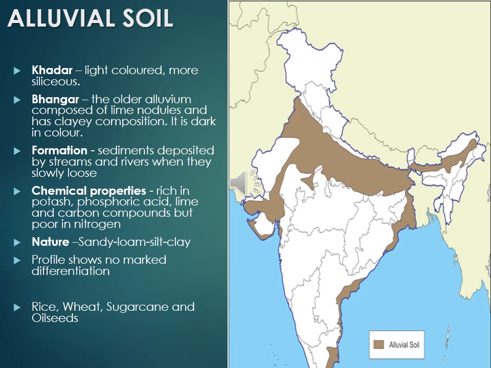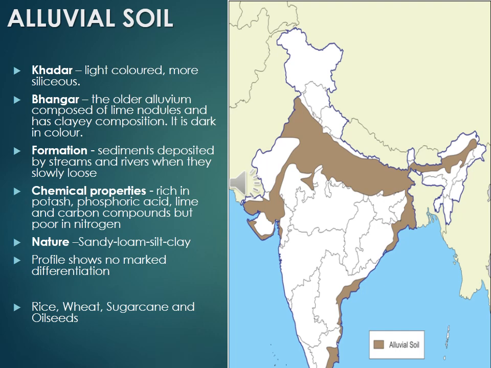So alluvial soil was classified as newer alluvium and older alluvium. The newer alluvium, Ghadar, is light colored and more siliceous. Bangar, the older alluvium, is composed of lime nodules, and it has a clayey composition. Clay means some water mixed with soil, forming a clay. So Ghadar is light in color, Bangar is dark in color.